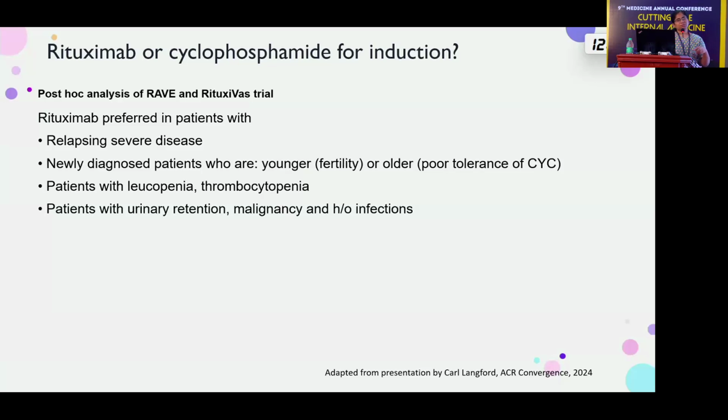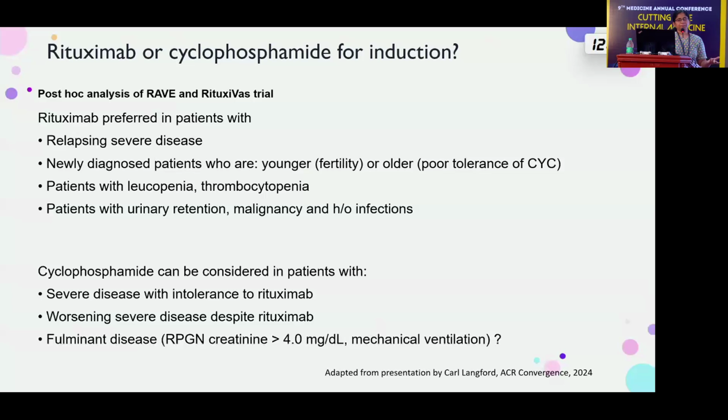In patients who present with leukopenia or thrombocytopenia, rituximab is generally preferred over cyclophosphamide because of the bone marrow suppression induced by cyclophosphamide. In patients with urinary problems, urinary retention, malignancy, or a history of infections, you prefer rituximab over cyclophosphamide. Whereas you consider cyclophosphamide in patients who have very severe disease and have intolerance to rituximab, who have worsening severe disease in spite of rituximab, or who have a fulminant disease where you would not want to take a chance and would like a time-tested drug, such as those requiring mechanical ventilation.